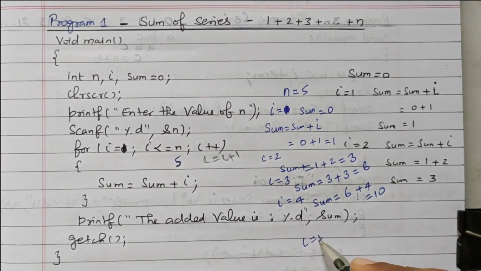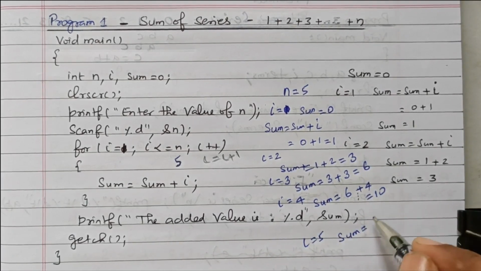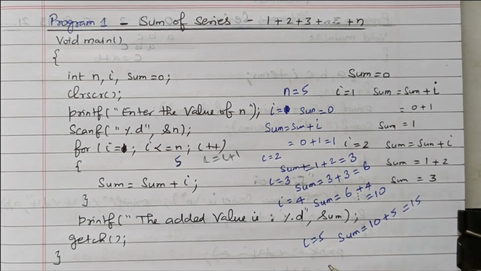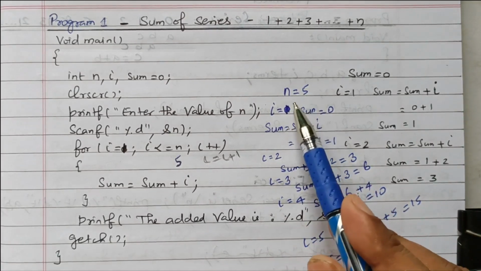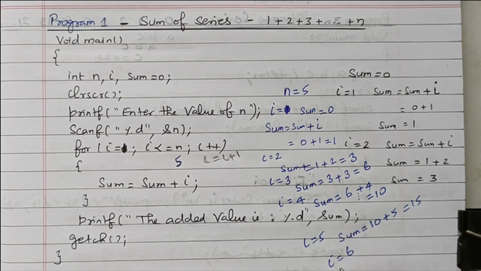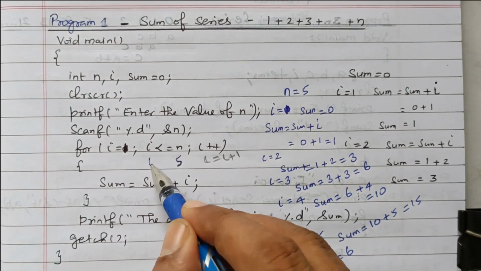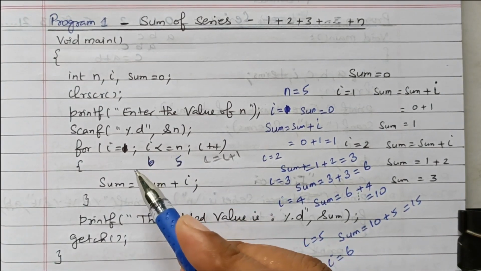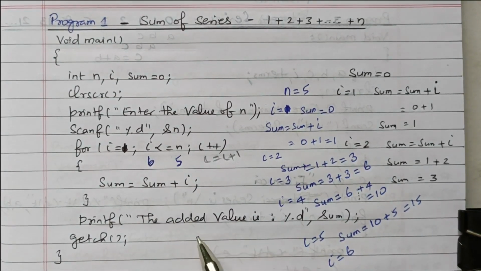Again I equal to 5. Now sum equal to sum plus I. The sum value is now 10. 10 plus 5, 15. Right. Now I equal to 6. So this condition is not satisfied because n equal to 5. We entered n equal to 5. Now I equal to 6 means I less than or equal to n. The I is 6 now. So this condition is not satisfied. Right. So it will stop the process. The for loop will stop the process.